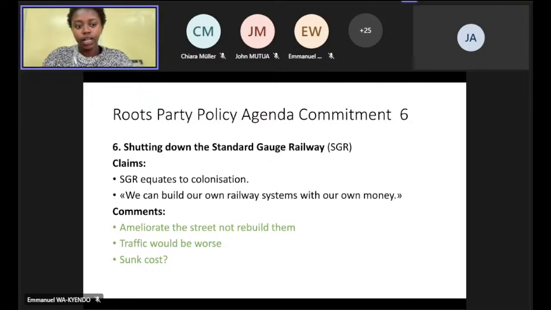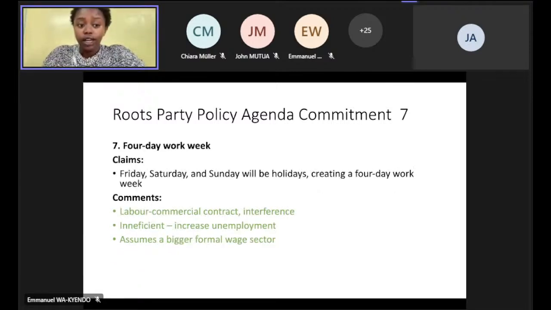And then on the 7th one, that we'll have a 4-day work week. They claim that Friday, Saturday, and Sunday will be weekends, and this will be left to be days for worship. So already labor is part of a commercial contract between an employer and an employee. So a government making this rule for a 4-day work week will be an interference of what the contract between those two parties have already agreed, because some have already agreed to work 5 days, others 6 days. So it will be an interference.